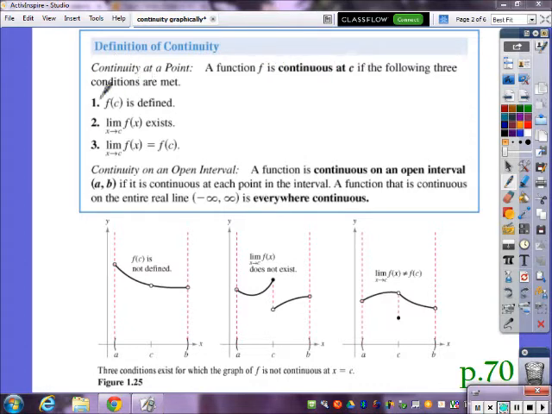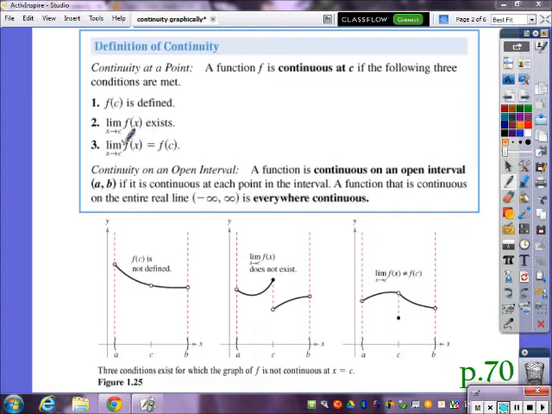In order for it to be continuous, f of c has to be defined. At that x value, I have to have a defined value. The limit as x approaches c of f of x exists, so it has to approach the same y value from the left and from the right. And then the limit has to equal f of c.